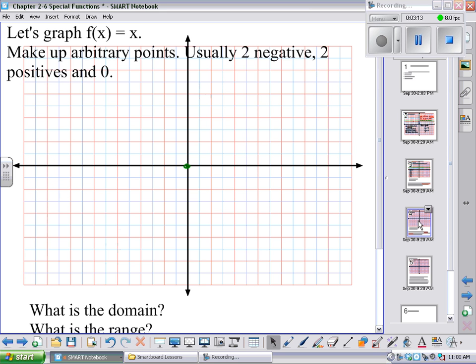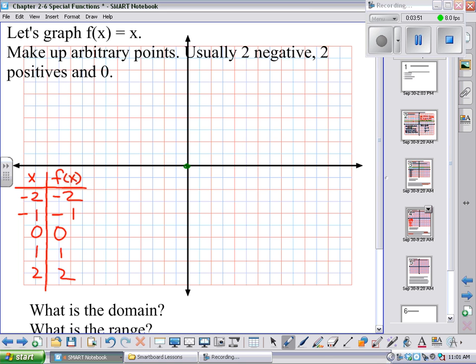All right, so our next function we're going to look at is f of x equals x. And for this one, we can make a table of values. So I have x, I have my f of x, remember, which represents y. And we usually do 2 negatives and 2 positives, and of course 0. So if I put in negative 2, I should get out negative 2. I put in negative 1, I get out negative 1. 0, 0, 1, 1, 2, 2.